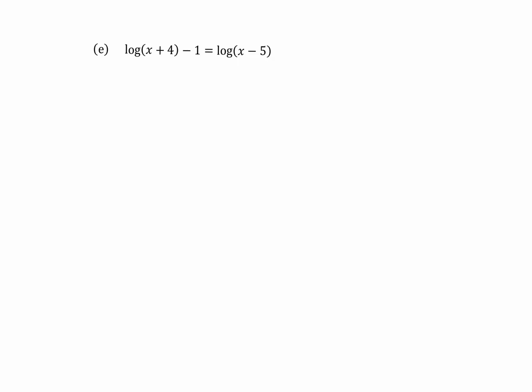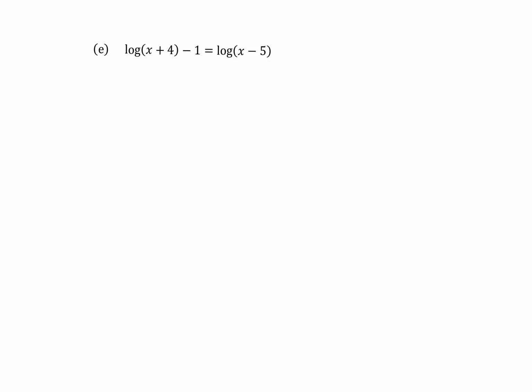Last example for this section, I have log, and it's base 10, so no need to write. Log of x plus 4 minus 1 equals log of x minus 5. Now I see that minus 1 there. It would be nice if it wasn't there, because then I would have log equal to log and can cancel. However, if I tried to get rid of it by adding 1 to both sides, I'm going to just be moving it to the right. It'll still be there. So this tells me that the most efficient way to solve this is to try to get the logs together, equal to a number, and change it to its exponential form.